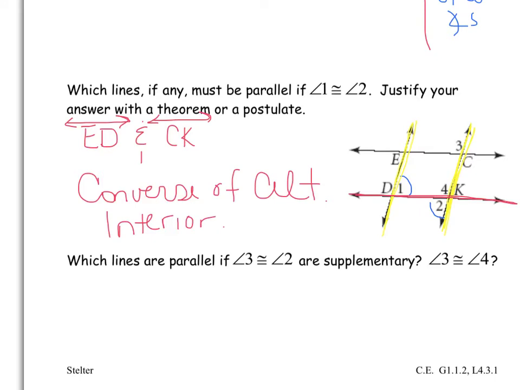Which lines are parallel if angle 3 is congruent to angle 2? Or which lines are parallel if angle 3 and angle 2 are supplementary? So make this an and sign. Not a congruent, that's a typo.